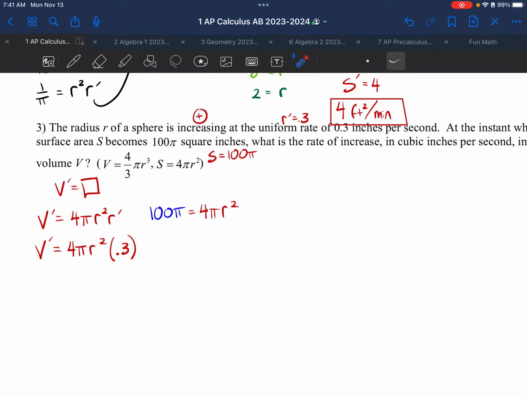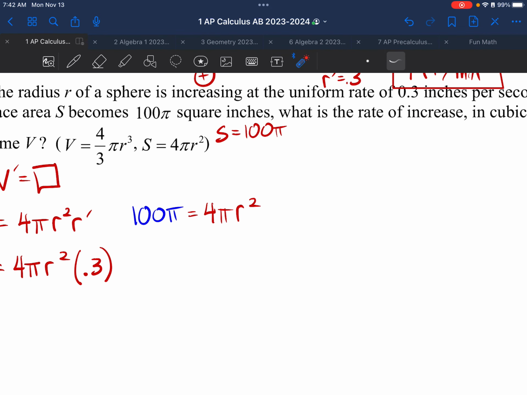And check it out, I can solve for an r squared over here. And this is a cool little trick, guys. You don't have to solve for r. You can just solve for r squared, because r squared and r squared are the same number. I'm not going to solve for r. It's a cool little speedy shortcut, right? So over here, I'm going to divide by 4 pi, divide by 4 pi. Pi's and pi's will cross cancel, gone and gone. 100 divided by 4 is 25. 25 is equal to r squared.